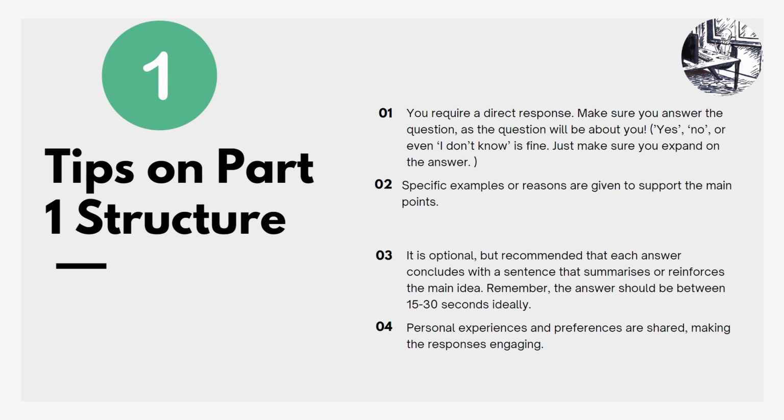As these questions are about yourself, you have to make them personal. So use specific examples about yourself. A third point, which is optional, you can conclude each answer with a sentence that summarizes or reinforces the main idea. However, this is more important for part 2 and part 3, as usually part 1 answers are very concise and a lot shorter. Remember, personal experiences and preferences are shared, so it makes the responses more engaging, so feel free to open up and talk about yourself.